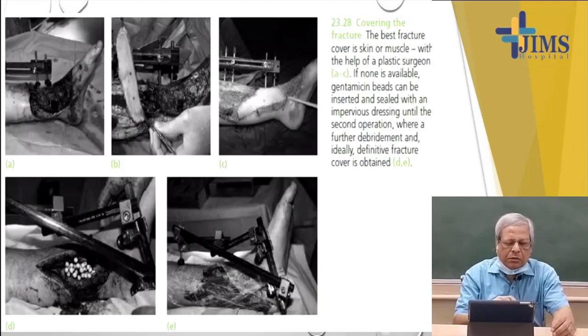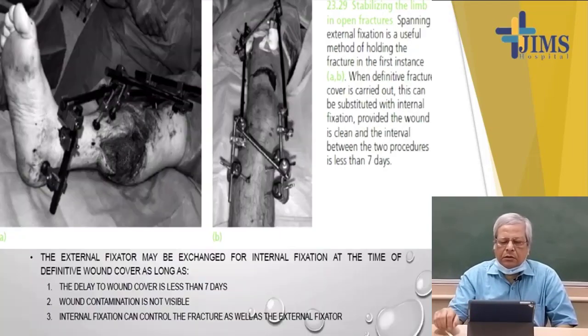This is an open wound. The bones are fixed, stabilized by an external fixator. This is an open wound. To prevent infection, bone cement impregnated with gentamicin beads is applied here. And this is vac therapy, vacuum assisted closure. I will talk about this later on.